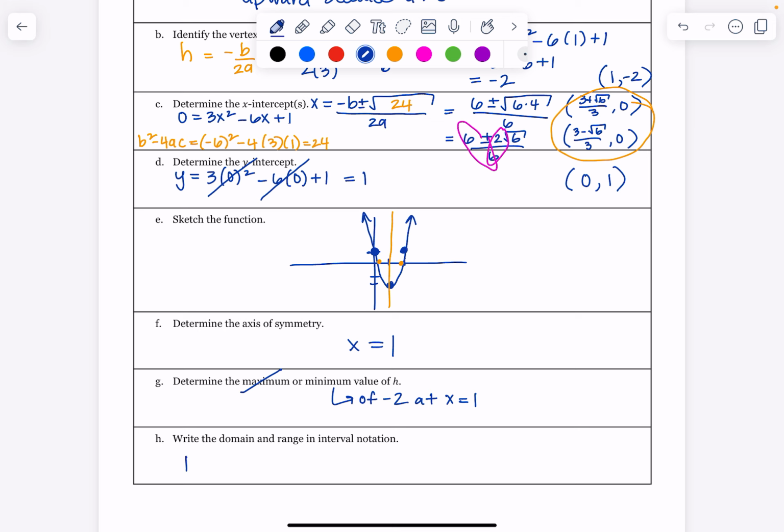The domain and range. Domain is all real numbers, so negative infinity to infinity. The range, the y value starts at negative 2 and goes up, so negative 2 to infinity.